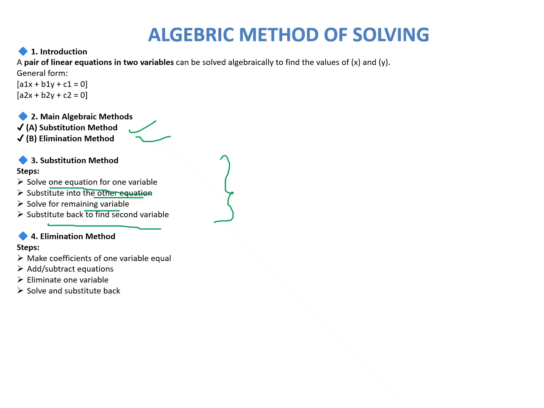The second method is the elimination method. What we have to do is make the coefficients equal for one of the variables, and then we do subtraction or addition based on the equations given, and solve that equation to find the value of one of the variables. When we put that value in any of the equations, we get the value for the other variable. We are going to discuss all of these in detail with solved examples, so that both methods are clear to you. So we will move to the next slide.